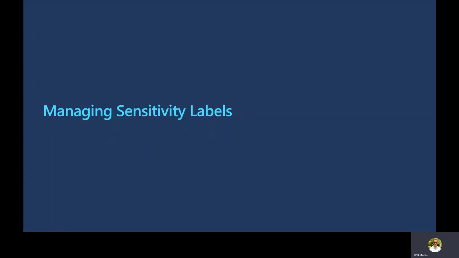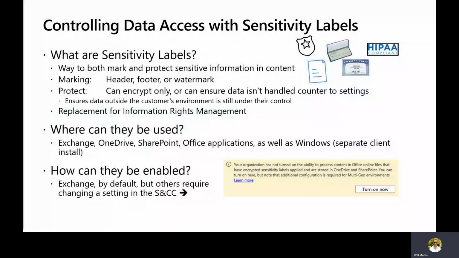Now on to sensitivity labels. Sensitivity labels are the basis of sensitive information protection in Office 365. They're used by the system and users to mark items that should be protected, both internally and externally. Sensitivity labels allow you to mark data as sensitive using watermarks, headers, and footers, and to control how data is accessed both in and outside your organization.